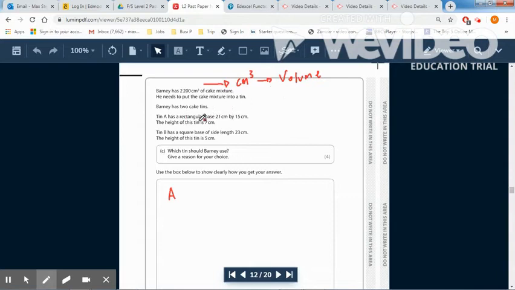For the volume of a cube or a cuboid, all we need to do is times the length by the width by the height. So for A, let's say the length is 21 multiplied by 15 multiplied by the height, 7. That's 21 times 15 times 7, which gives 2,205 centimeters cubed.